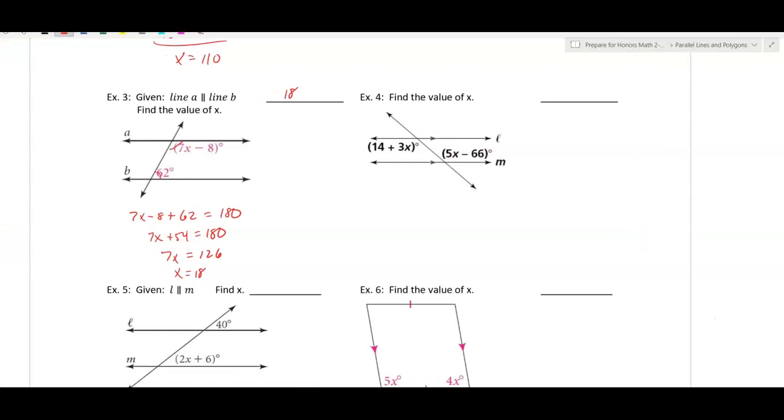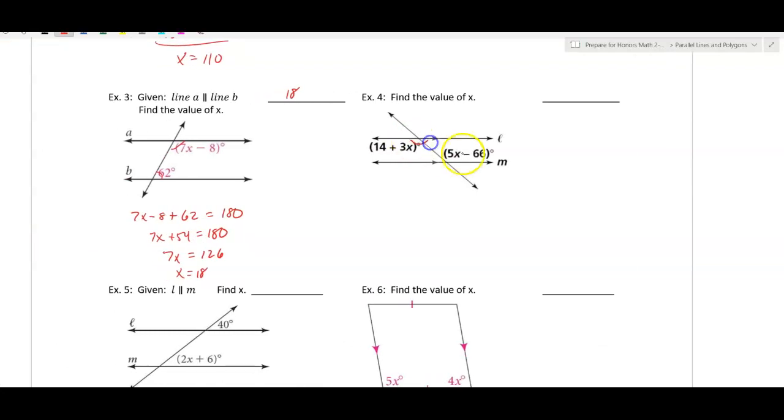Next, when I look at these angles, the relationship between them is they're alternate interior. Therefore, 14 plus 3x equals 5x minus 66. Subtract 14 from both sides. Subtract 5x from both sides. It gives you negative 2x equals negative 80. And when you divide by negative 2, x is equal to 40.